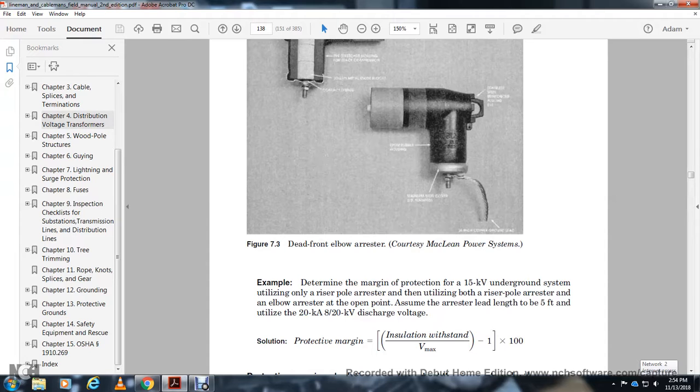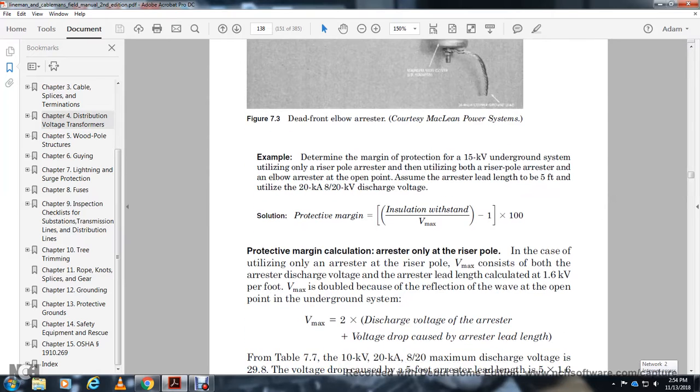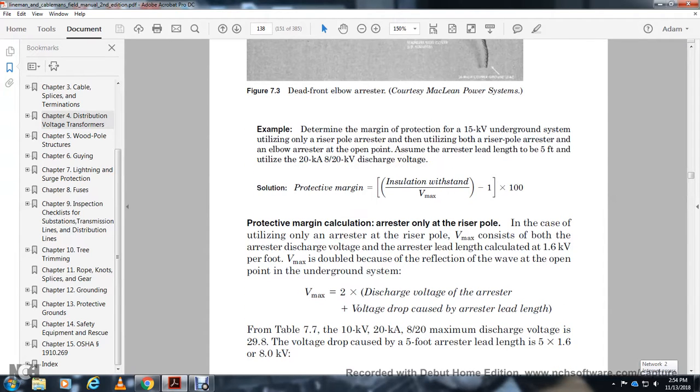Solution: protective margin equals the insulation withstand over the maximum voltage, minus 1, times 100. Protective margin calculation with the arrester only at the riser pole for the cable: the maximum voltage consists of both the arrester discharge voltage and the voltage drop of the arrester lead length, calculated at 1.6 kilovolts per foot. The maximum voltage is doubled because of the reflection of the wave at the open point of the underground system: maximum voltage equals 2 times the discharge voltage of the arrester plus the voltage drop caused by the arrester lead length. From Table 7-7, for the 10 kilovolt, 20 kiloamp 8/20, the maximum discharge voltage is 29.8. The voltage drop for the 5 foot arrester lead length is 5 times 1.6, or 8.0 kilovolts.